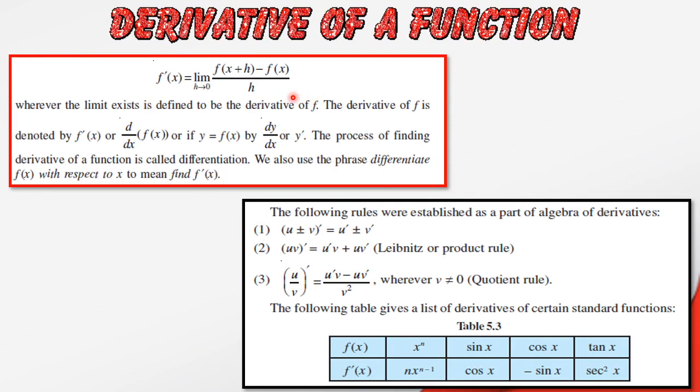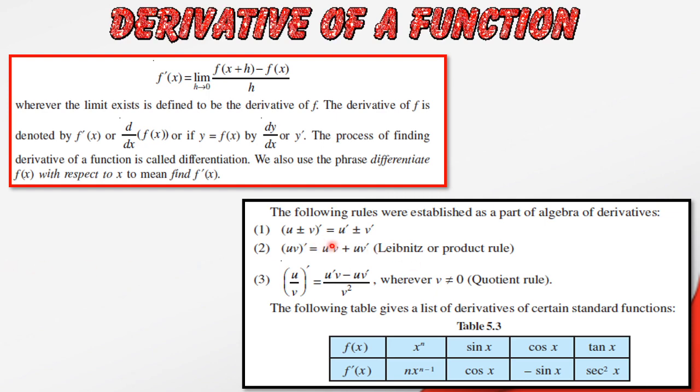Here is one formula that you have already done in class 11th. f dash x is equal to limit h tends to 0 f of x plus h minus f x upon h, wherever the limit exists. This is defined to be the derivative of f. The derivative of f is denoted by f dash x, d by dx of f x, or dy by dx, or y dash. And the process of finding derivative is called differentiation.